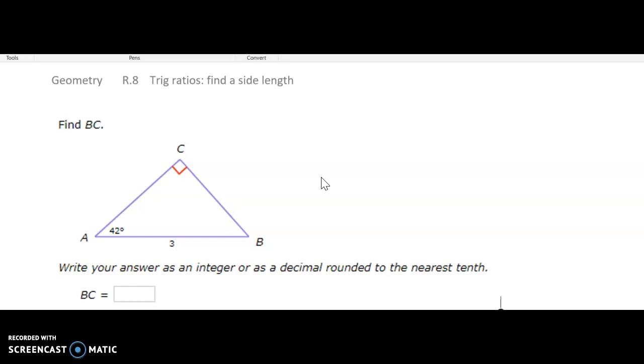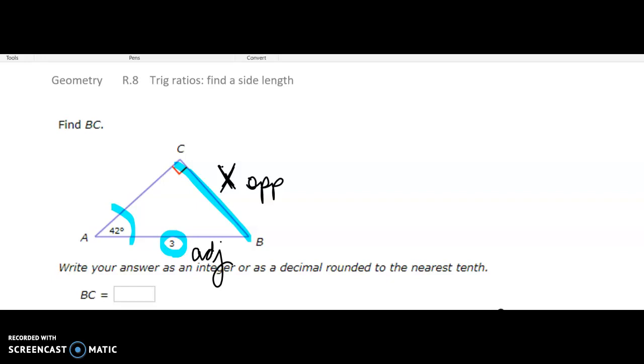Our 8 trig ratios find a side. Okay, so let's see what we are doing. We want to know how long BC is, and the only information we have is 42 and 3. So you're going to figure out, this is what we're looking for, so we're going to put an X there. X is opposite 42, and 3 is adjacent to 42.